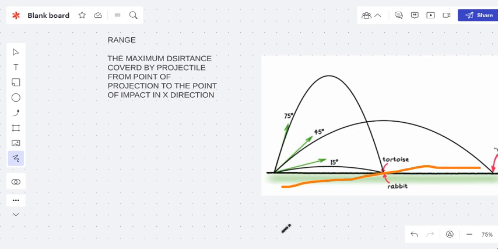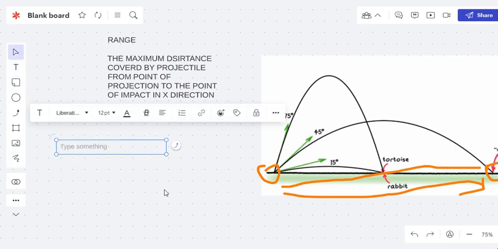The maximum distance covered by a body from the point of projection to the point of impact is basically known as range. Now what is range and how to deal with it? Let's make it here. So we know that the Sx is equal to, let's find out the distance from point of projection to the point of impact in that direction, right?